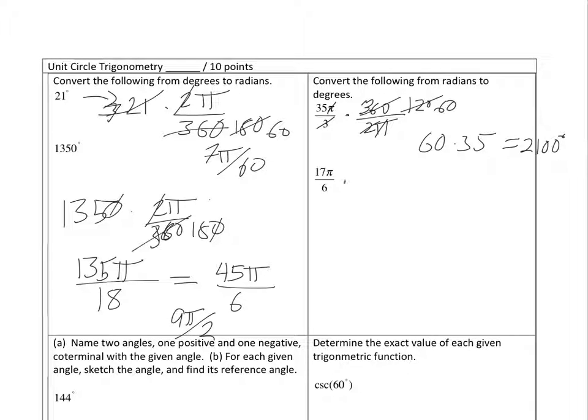17 pi over 6 times 360 over 2 pi. Pi's cancel out. That's going to give me 180 over 1. 180 divided by 6 is going to be 30. 17 times 30 is 510 degrees.